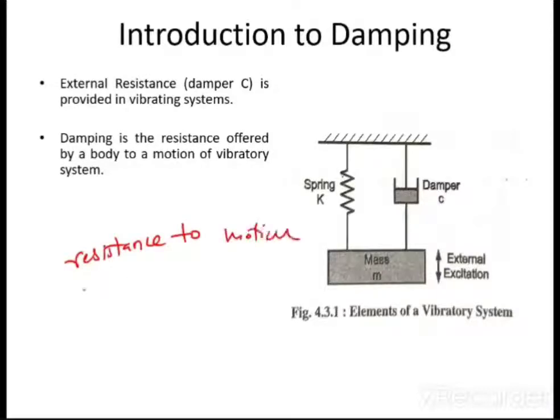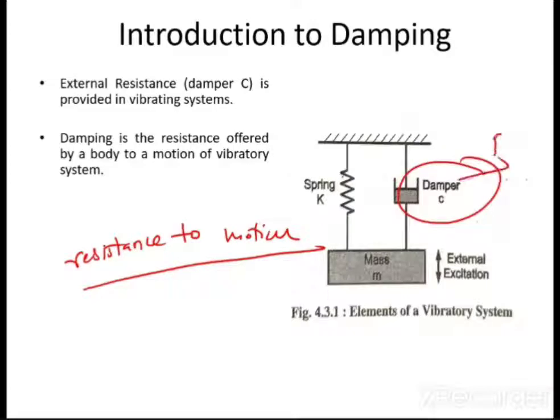Obviously this resistance to the motion can be internal or external. Here we are providing an external damper, or you can call it an artificial damper, a damper designed by you or by an engineer. That external or artificial damper provides the resistance to the motion, and it is called damping.